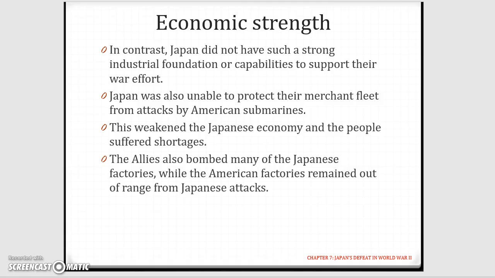And also some of the other points that are being made here. The second one, Japan was unable to protect their merchant fleet from attacks by American submarines, so they simply did not have the resources to compete with the Americans. Okay, and the Japanese economy would continue to weaken and the people continue to suffer shortages. And many of the Japanese factories were also being bombed by the Allies, while the American factories remained out of range of the Japanese attacks. So just look at the map, you will see that it takes a long time for them to fly to USA.